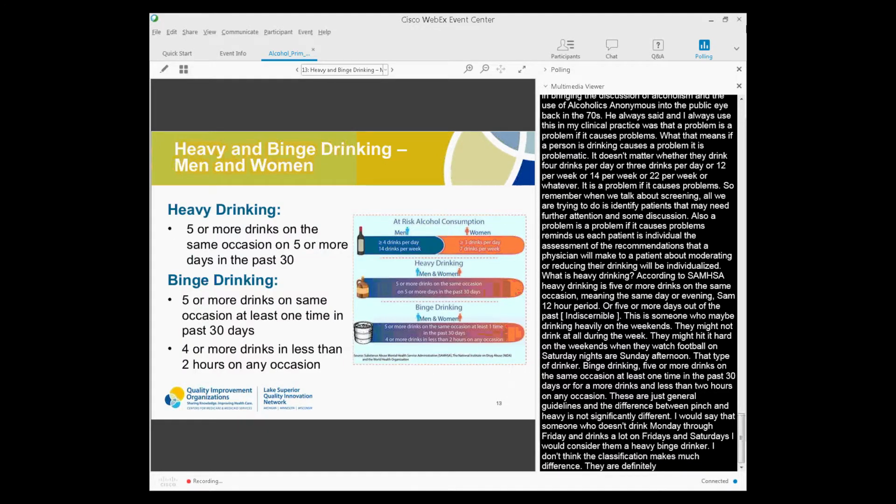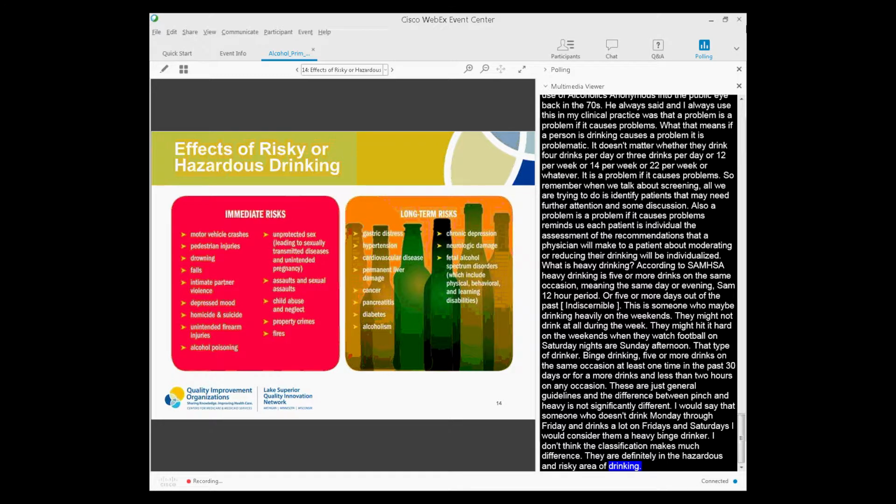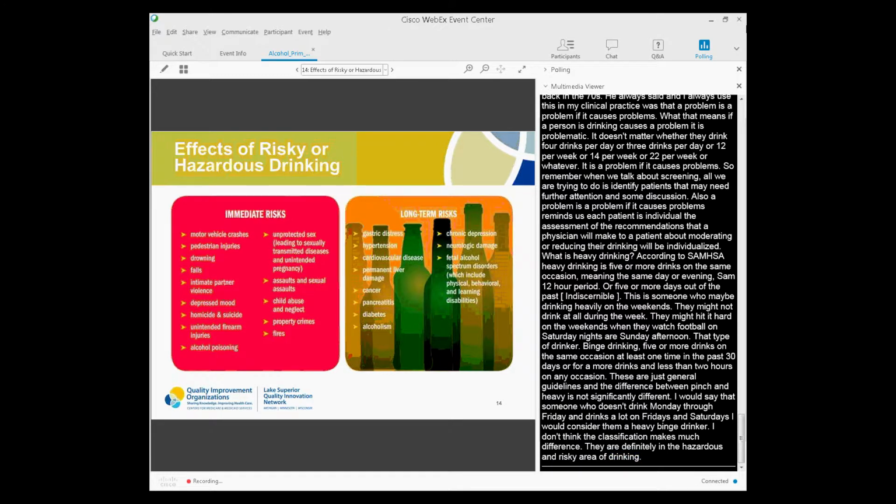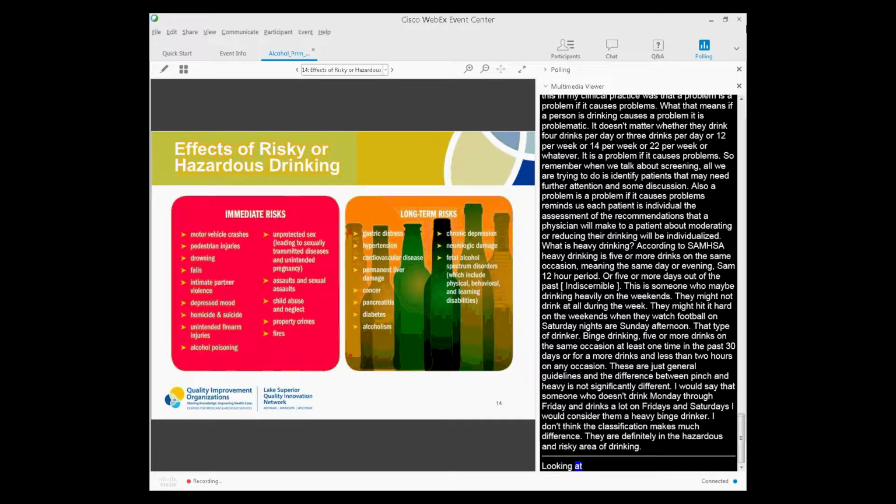So back to just looking, here's a slide on some of the effects of risky or hazardous drinking, not specifically related to cardiac or diabetes.